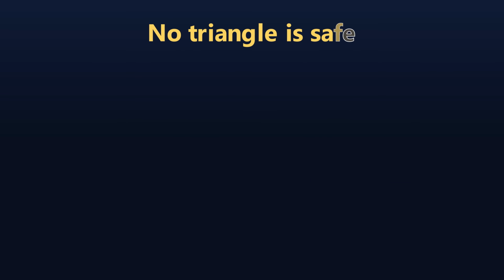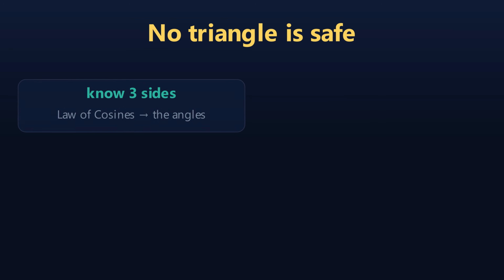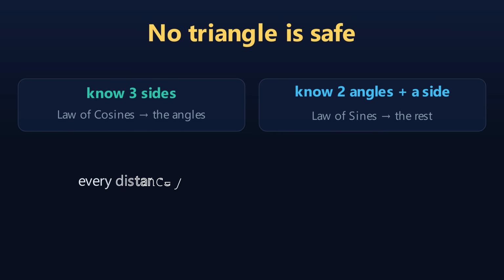With these 2 laws, no triangle is safe. Know all 3 sides, the law of cosines hands you the angles. Know 2 angles and a side, the law of sines finishes the rest. Every distance you cannot walk, every height you cannot climb, every angle you cannot reach becomes a number.